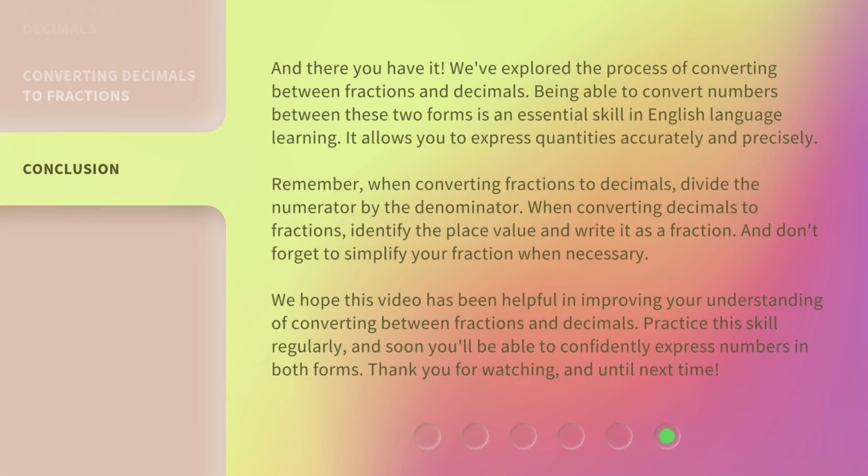And there you have it. We've explored the process of converting between fractions and decimals. Being able to convert numbers between these two forms is an essential skill in English language learning. It allows you to express quantities accurately and precisely. Remember, when converting fractions to decimals, divide the numerator by the denominator. When converting decimals to fractions, identify the place value and write it as a fraction. And don't forget to simplify your fraction when necessary.